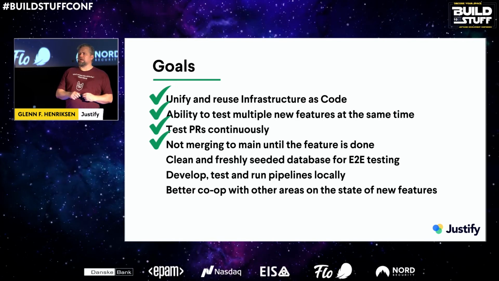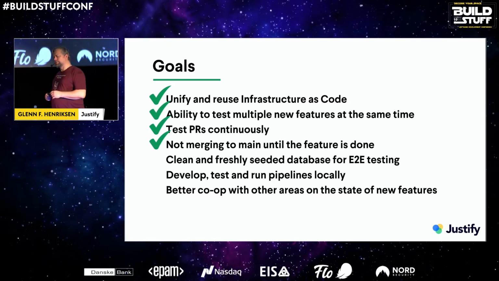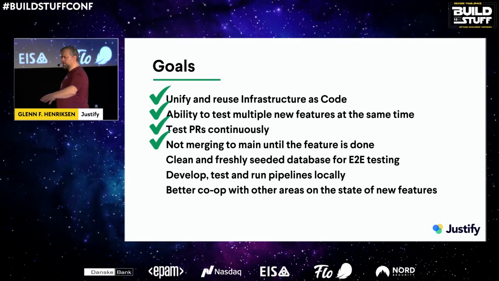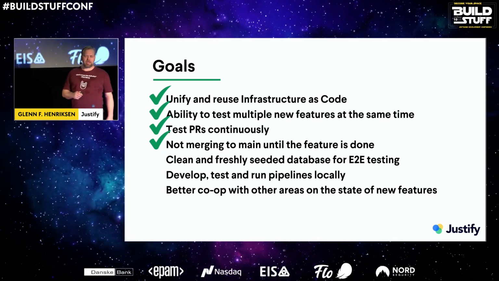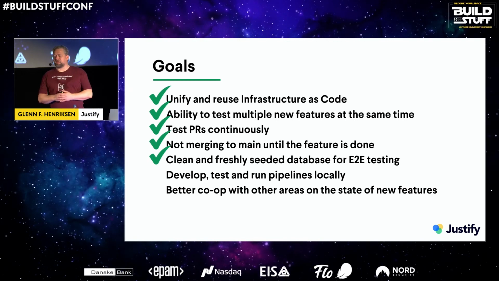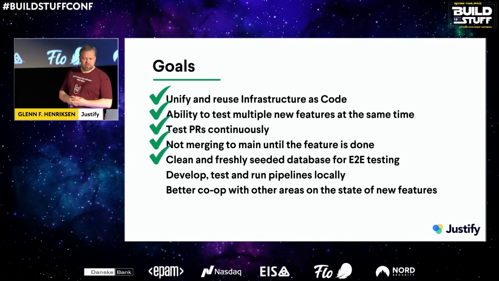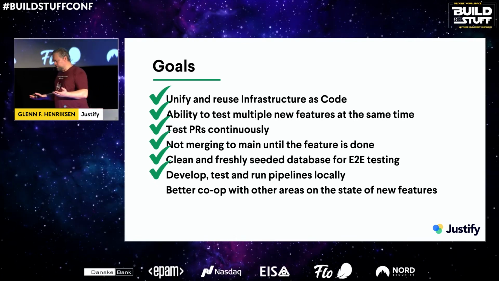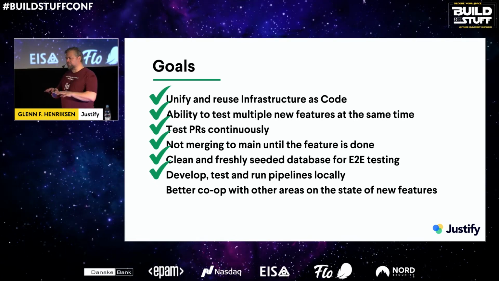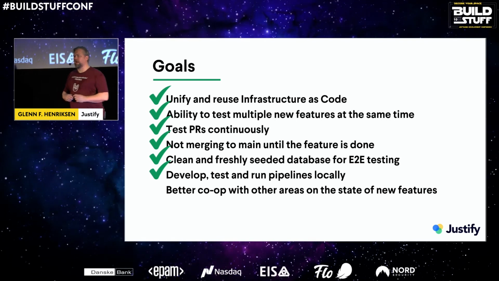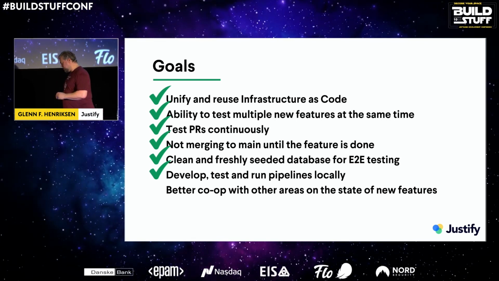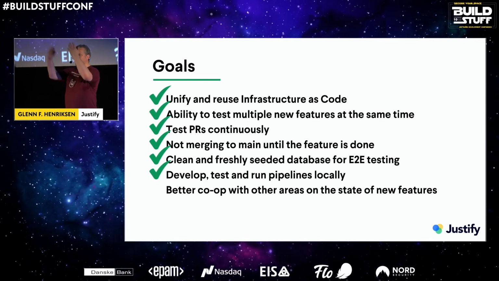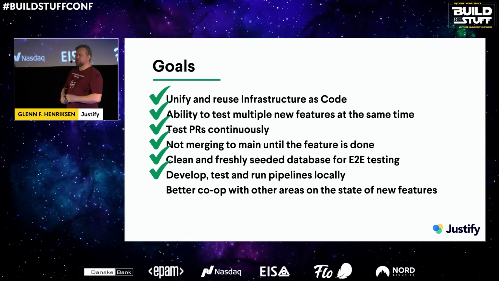We don't merge to main until the feature is done. So main is always fresh. There's never any half-baked work in main, so we're happy with that. We can get a clean and nice database, do end-to-end testing. And now we can also develop our pipelines locally by using Bullseye and SimpleExec to run these tasks. It doesn't matter if we run them on a CI server or if we run them locally, they work the same.